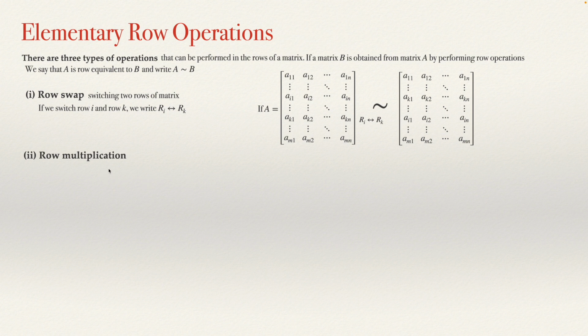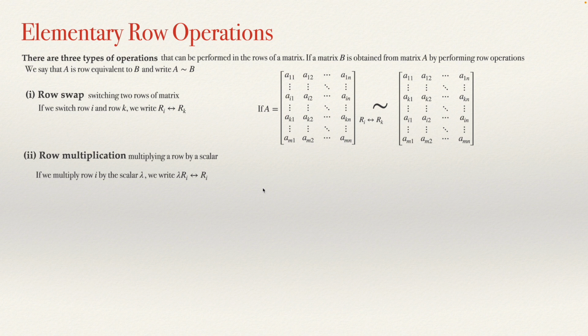The second one is what we call row multiplication. What we do is multiply a row by a scalar, so by a real number. So if we multiply row I by the scalar lambda, for example, what we are going to write is lambda Ri will be substituting Ri. So we use this double arrow to symbolize that row I will be changed by the same row I, but now multiplied by lambda.